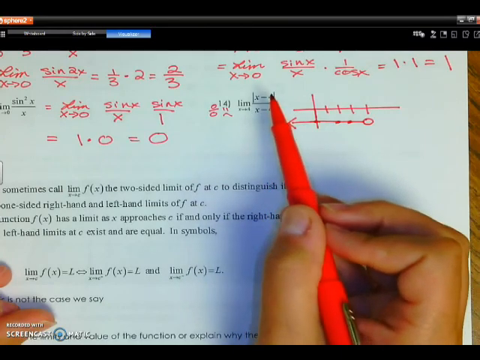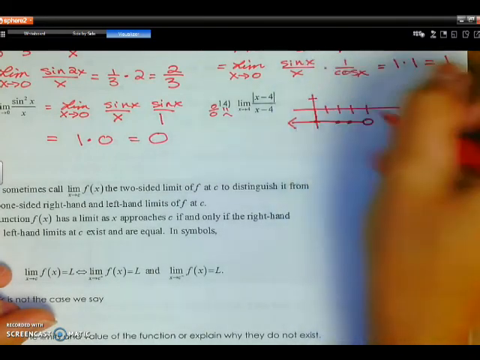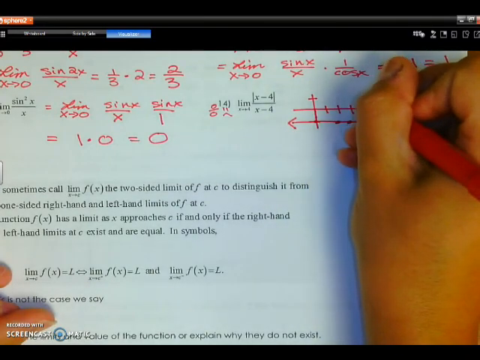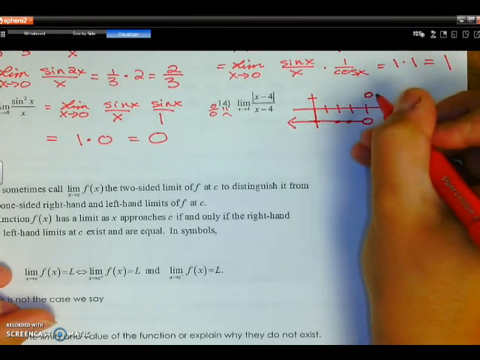4.1 minus 4 is 0.1. 0.1 divided by 0.1 is 1. So you'll notice that if you plug in anything to the right of 4 on the number line, you're going to get a positive 1. I'm again going to indicate that I didn't actually plug in 4 because I'm using an open circle.